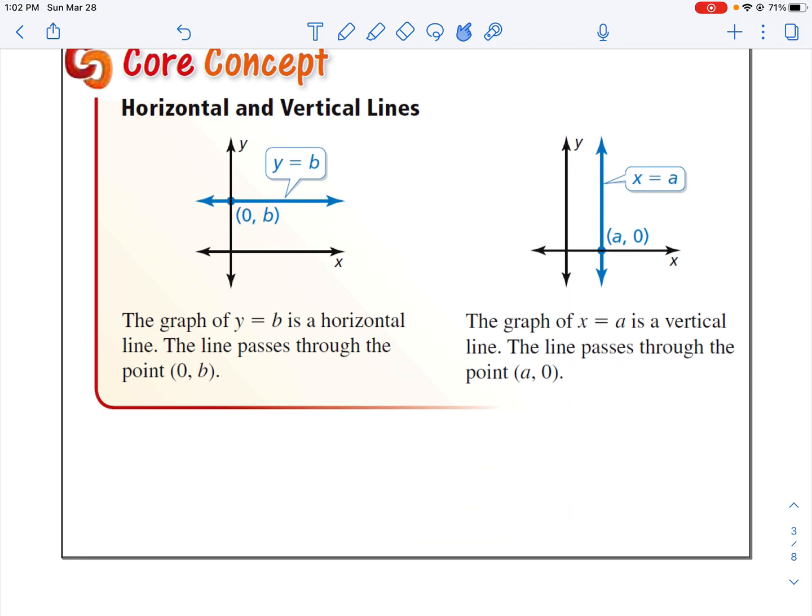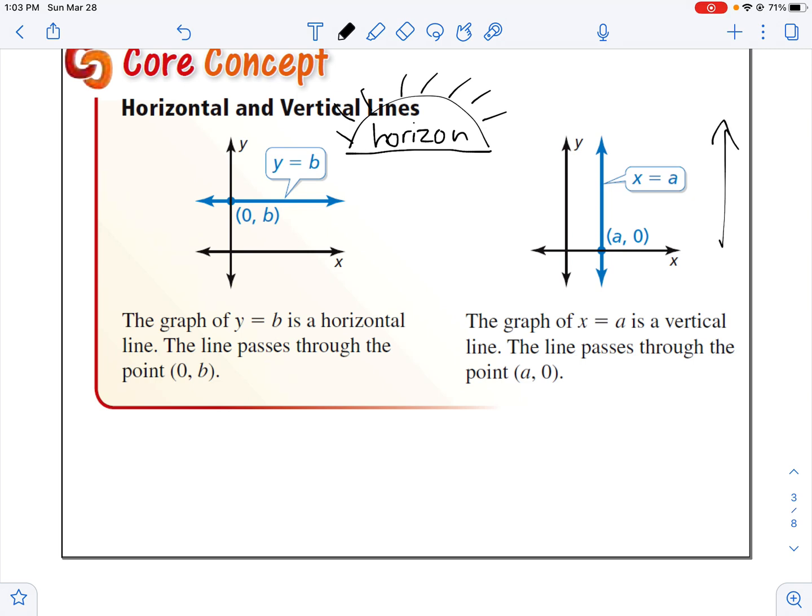So we have horizontal and vertical lines. Horizontal goes this way, just like if you've ever heard somebody say the horizon. That's where the sun rises. Horizon. And then we have vertical. Well, that means up and down. Vertical, jumping. Horizon, where the sun rises, and vertical, where people are jumping.